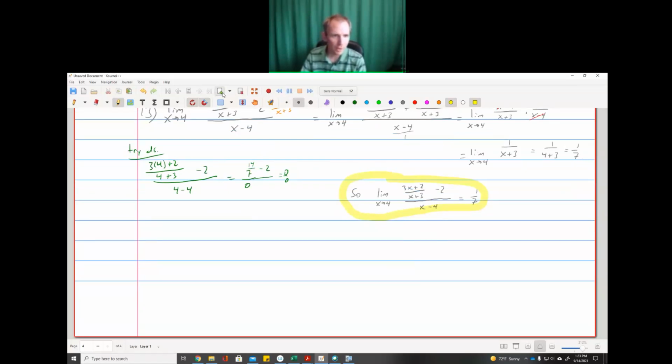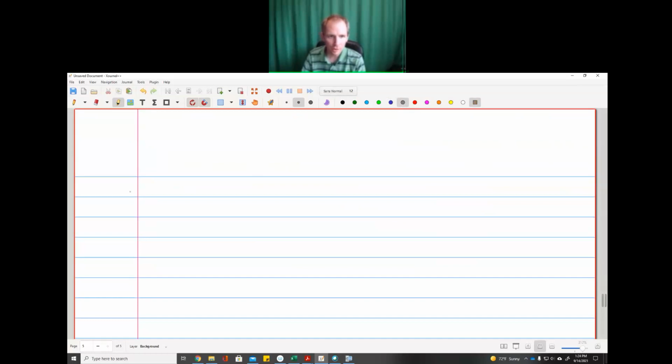Let's add another page here and start on a fresh page. So problem 14. Find the limit as x approaches -3 of the square root of 10 minus 2x, minus 4, all over x plus 3.